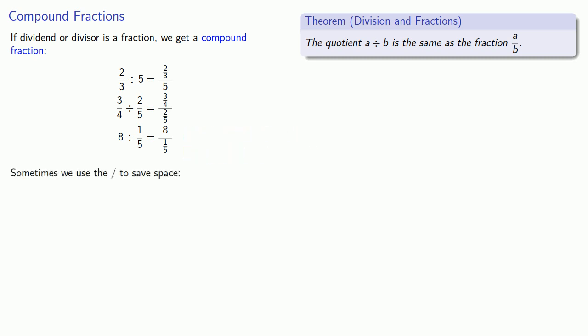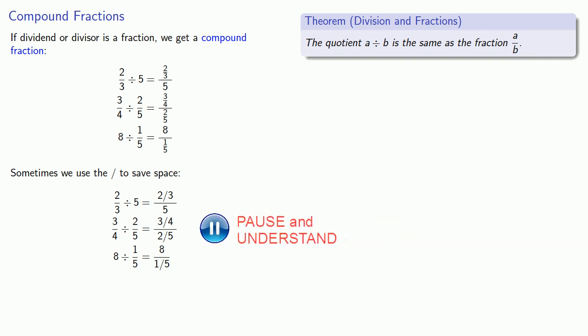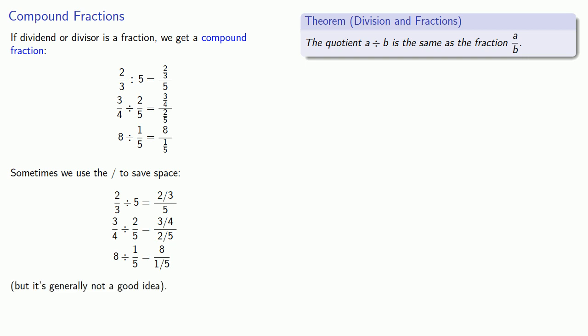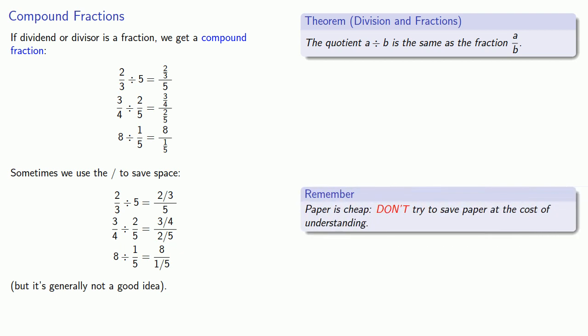Note that sometimes we use the slash to save space. So 2/3 divided by 5 could be written as a fraction 2/3/5. 3/4 divided by 2/5, that's 3/4/2/5. 8 divided by 1/5, that's 8/1/5. And while we could do this, it's generally not a good idea. And the thing to remember is that paper is cheap. Don't try to save paper at the cost of understanding. Especially because the amount of space we've saved in using the slash is almost nothing in comparison to the amount of space we would have used if we wrote the fractions out in full.